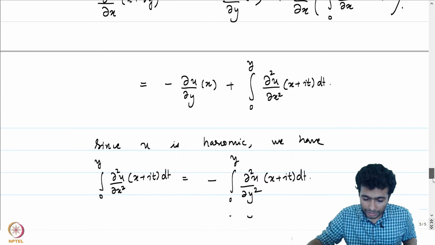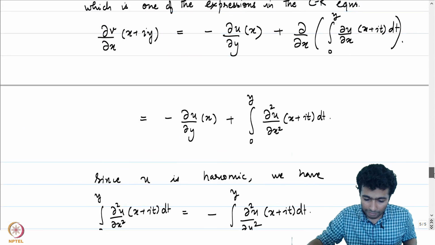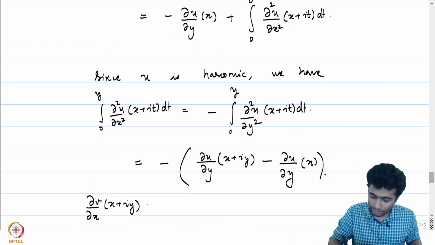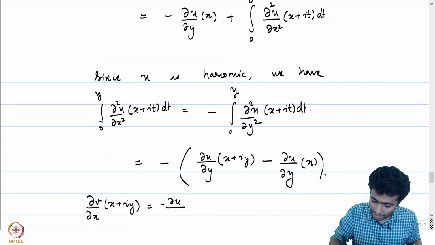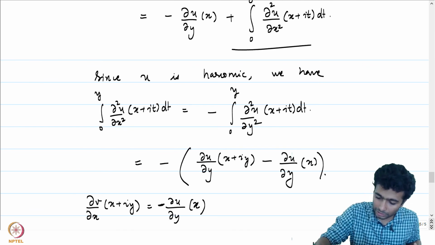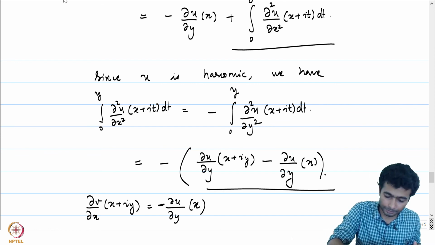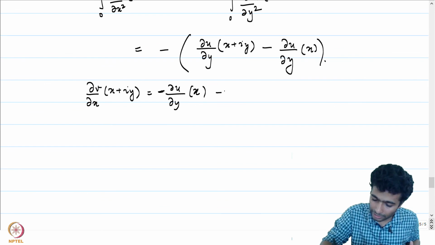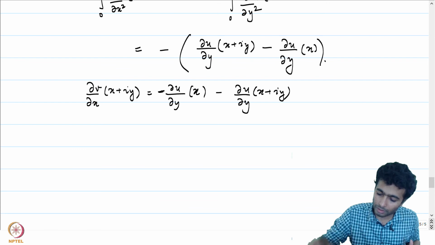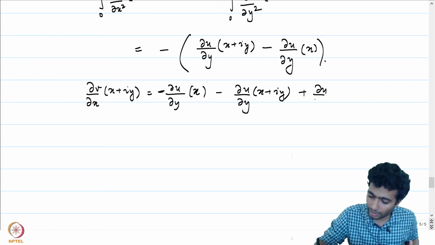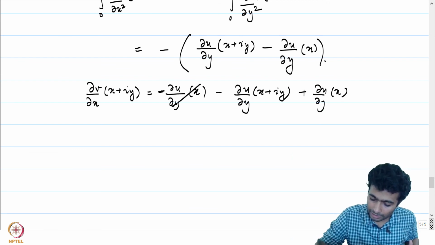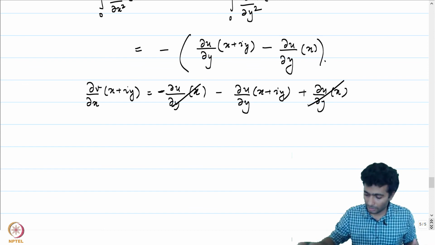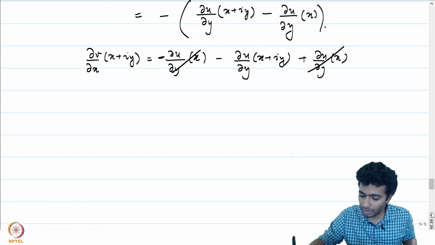We are not done yet. So dou v by dou x of x plus iy will be now this particular term. This is equal to minus of dou u by dou y of x plus this term, which is now equal to this term. Let's write that down, which is equal to minus of dou u by dou y at x plus iy plus dou u by dou y at x, and these cancel off, and we are ending up with the second Cauchy-Riemann equation.